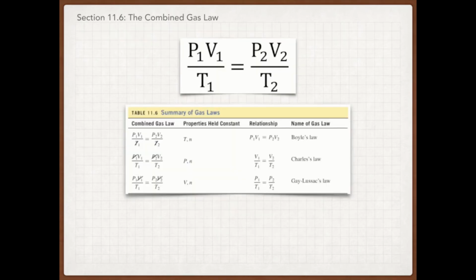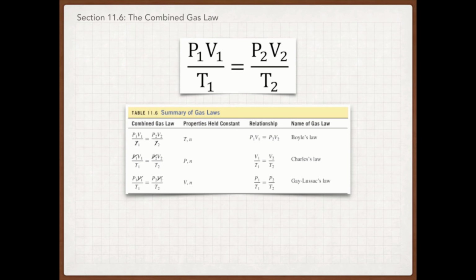Your last gas law is the combined gas law, and if you notice, it takes all the gas laws that we looked at and combines them together. Keep in mind, you can get every single one of the gas laws we've talked about from the combined gas law. So for example, if your temperature stays constant, meaning you're going to ignore T1 and T2 because it stays the same, you've got Boyle's law, P1V1 equals P2V2, which shows that pressure and volume are inversely related.